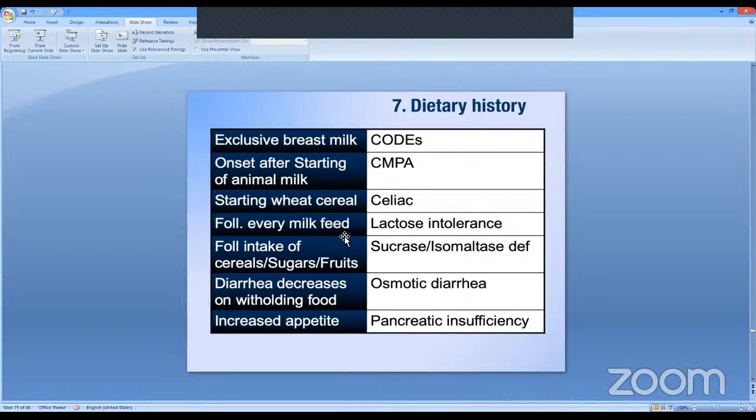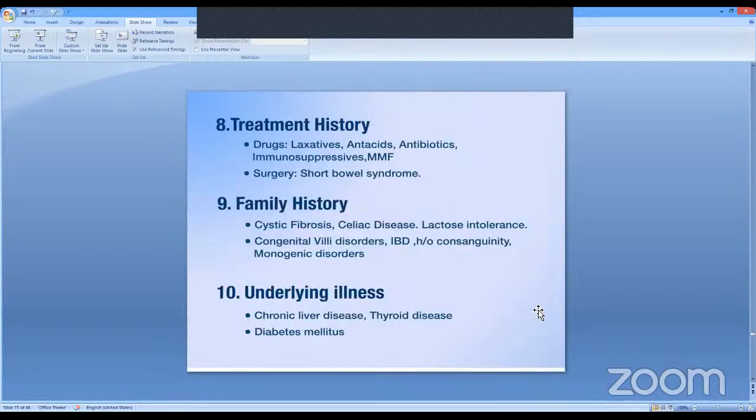Following every milk feed, lactose intolerance. Following intake of cereal, sugar, and fruits, sucrose and isomaltase deficiency. Diarrhea decreases on withholding food, osmotic diarrhea. Increased appetite, a very good indicator, pancreatic insufficiency.